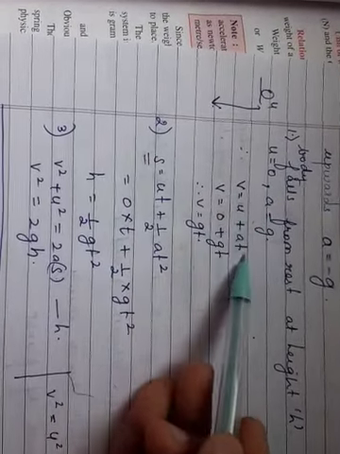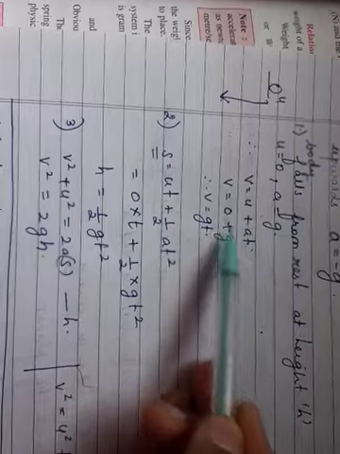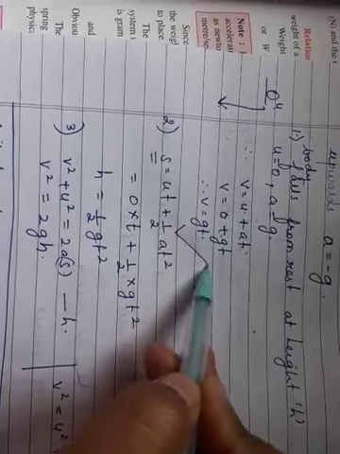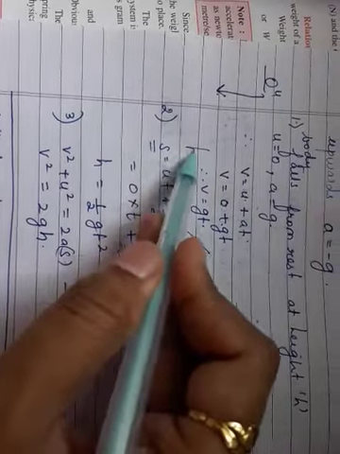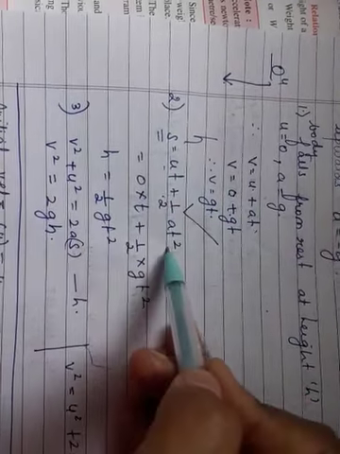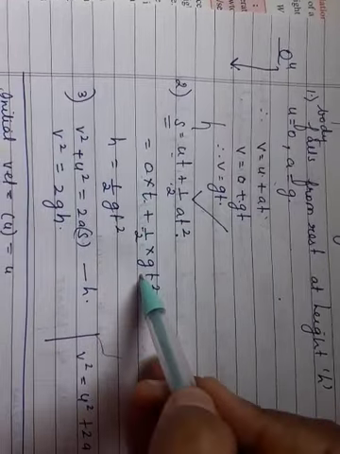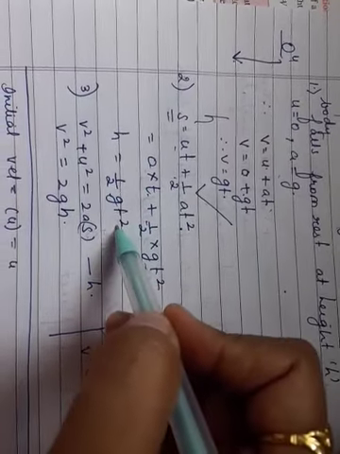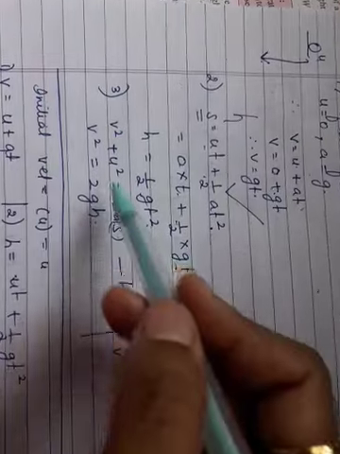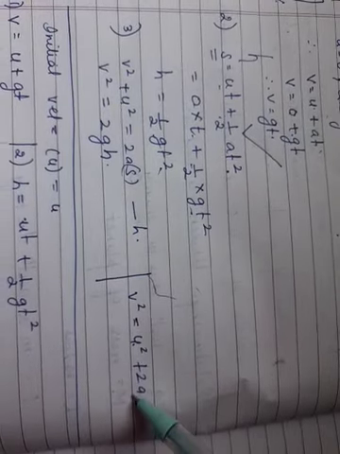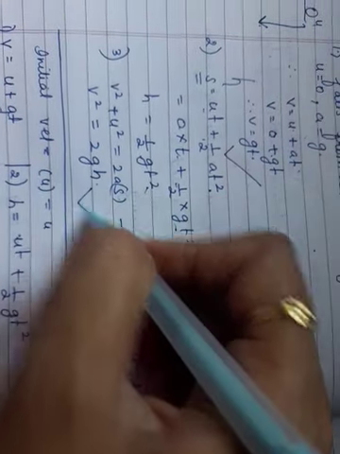So v equal to u plus at, first equation. So v equal to 0 plus gt, because u is 0. So v equals gt. Then s we take it as h, equal to ut plus half at square, second kinematic equation. So 0 into t plus half into g into t square, which is h equal to half gt square. Then v square equal to u square plus 2s, so v square equals 2gh.